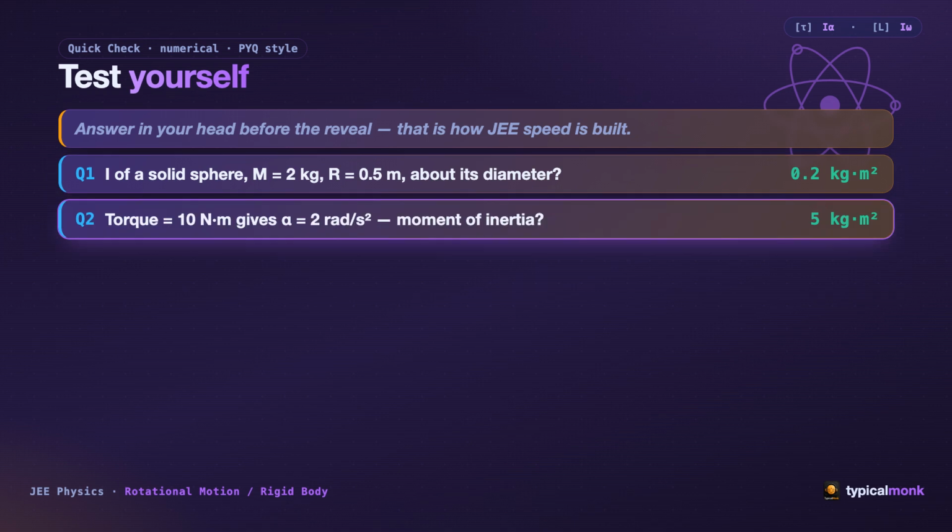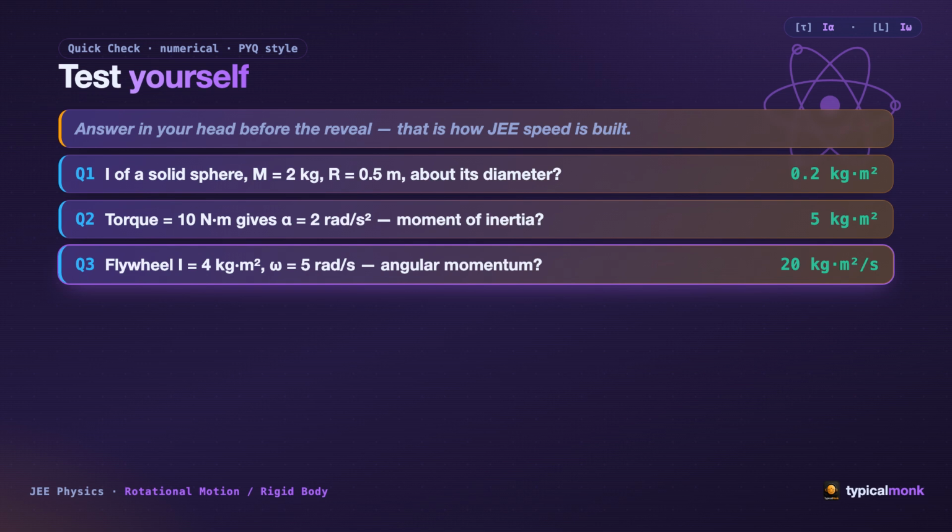Question 2. A torque of 10 Newton meters produces an angular acceleration of 2 radians per second squared. Its moment of inertia, torque over alpha, 5 kilogram meter squared. Question 3. A flywheel with moment of inertia 4 kilogram meter squared spins at 5 radians per second. Its angular momentum, I omega, 20 kilogram meters squared per second.